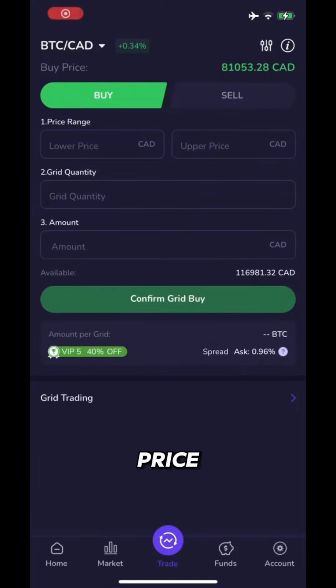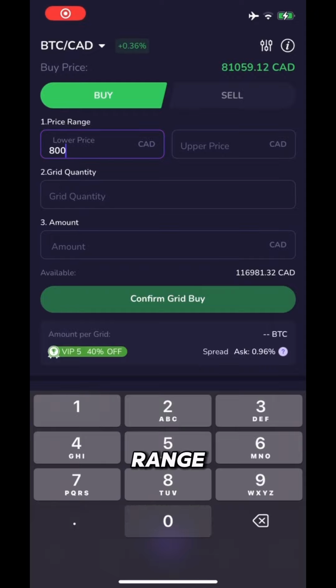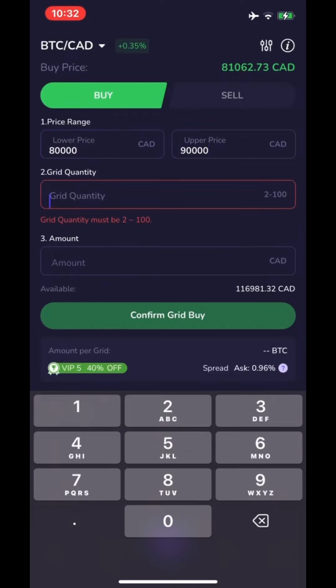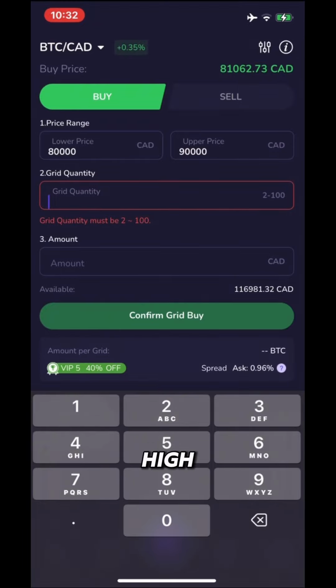First, set the lower price and the upper price of the price range. Let's say the lower price is 80K and the upper price is 90K. This means that buying low and selling high will happen within 80 to 90K.